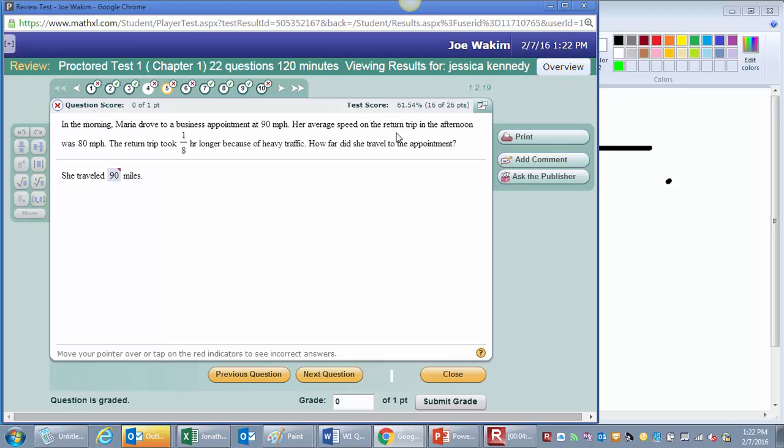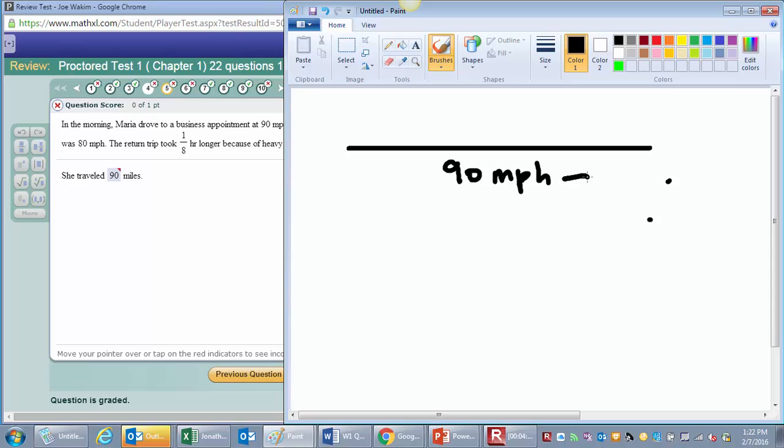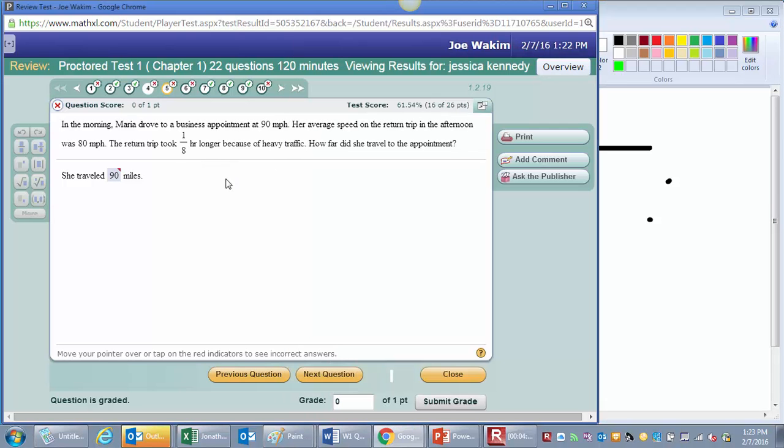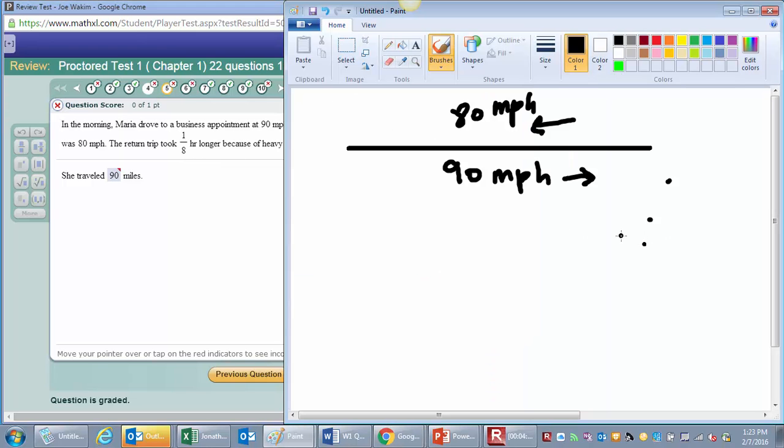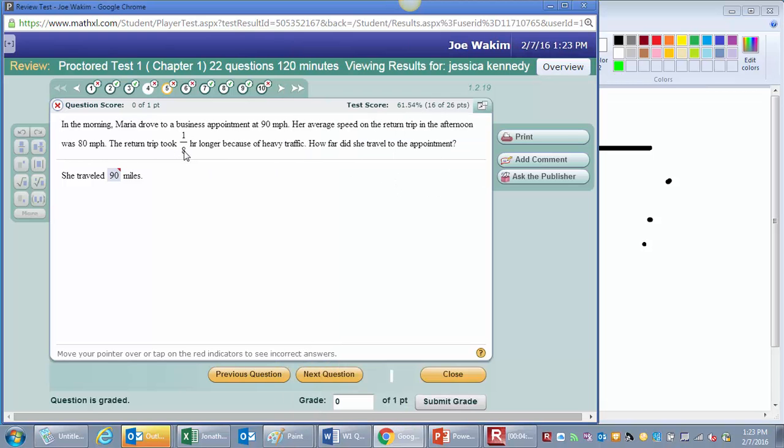Her average speed on the return trip was 80 miles per hour. So going to the business 90 miles per hour, coming back 80 miles per hour. The return trip took 1/8 hour longer. So if this one took t hours, this one will take t plus 1/8 hours. The return trip took 1/8 hour longer because of heavy traffic. How far did she travel to the appointment?